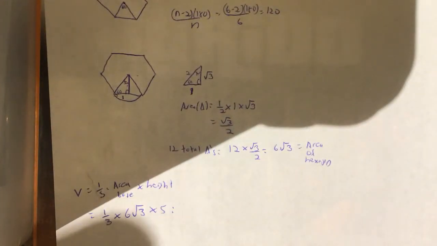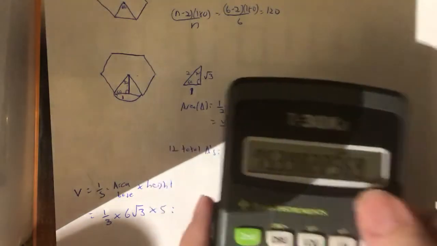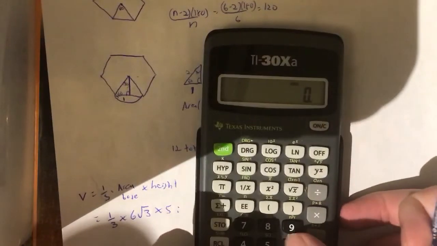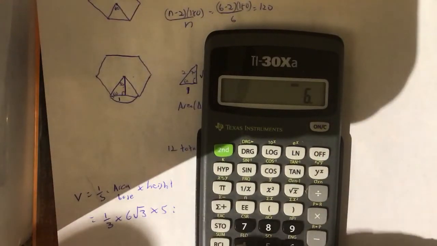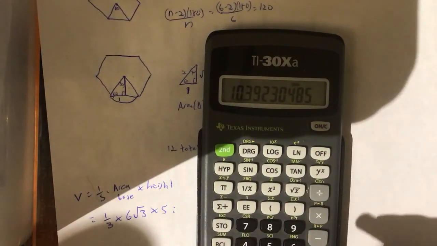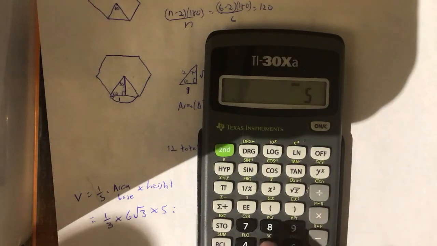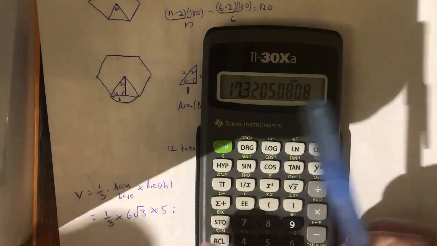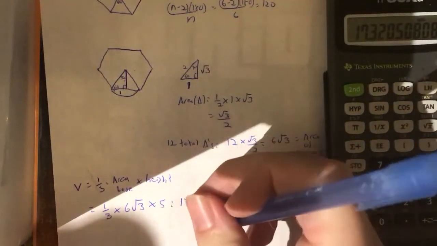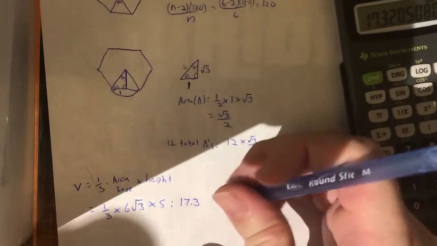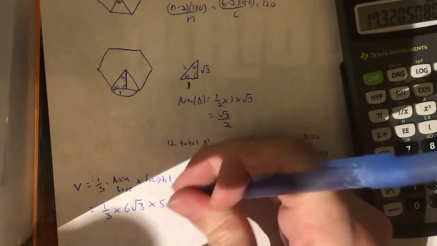And I'll do that on my calculator. So 6 times root 3 times 5 divided by 3 gives me 17.32, which rounds to 17.3. And my units were meters, so it's meters cubed.